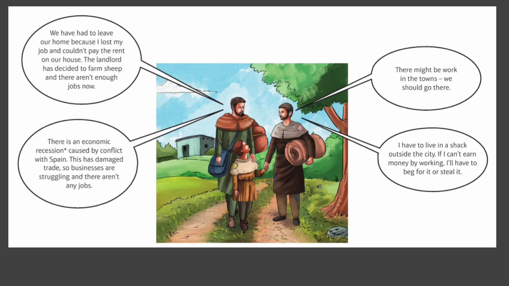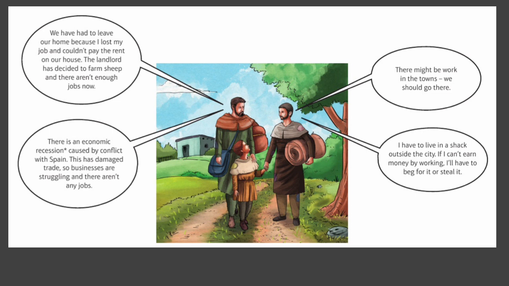So this little cartoon gives you a bit of an idea of this situation, the scene that you might see. So there's a guy here talking to another fella. He's saying, we've had to leave our home because he's just lost his job. He couldn't pay the rent. The landlord decided to put sheep on the land and there's just no jobs. That is him summarising what we've talked about so far.